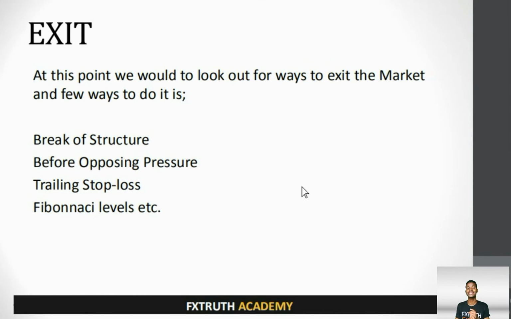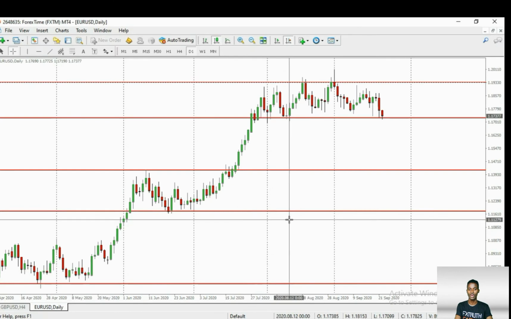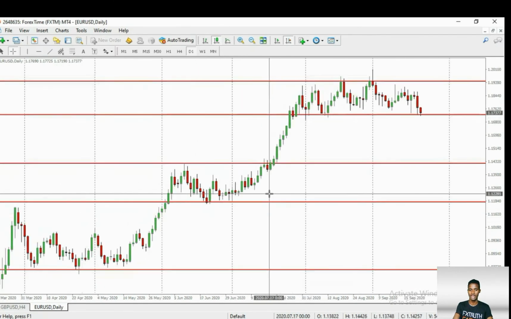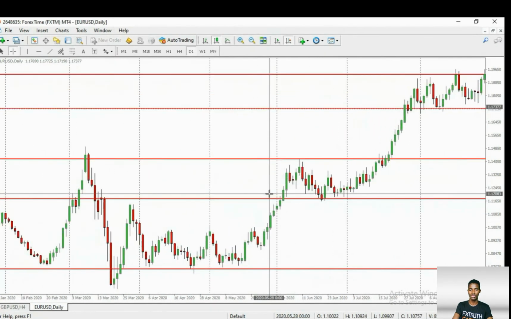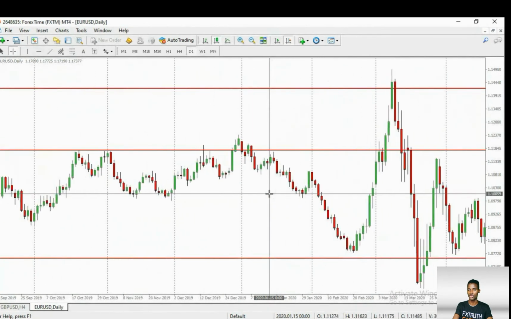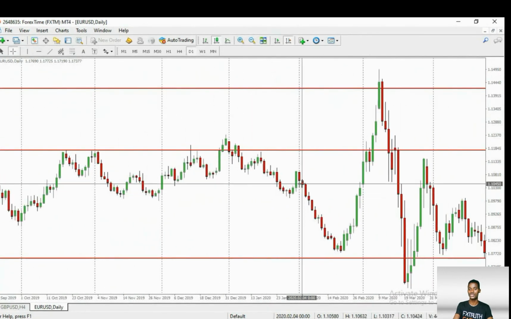So mind you, you can exit at a break of structure. Okay, let me just explain break of structure before I round up, before I go to the summary for today's class. Let me just go down to this when I explain break of structure. Okay, now we can see at this region here.